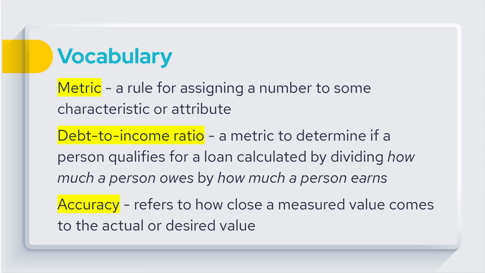Our first vocabulary word is metric, which is a rule for assigning a number to some characteristic or attribute. This is a pretty bad definition. So let's take a look at it a little bit closer. When someone is making a decision about how to classify something that they have numbers for, then that is a metric. For example, how was it ever decided that 90 to 100% would be an A grade?